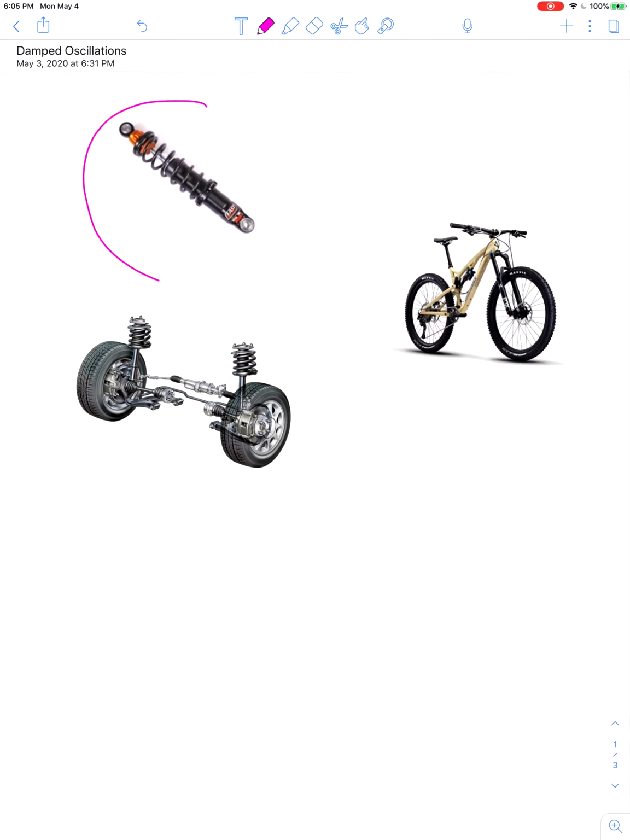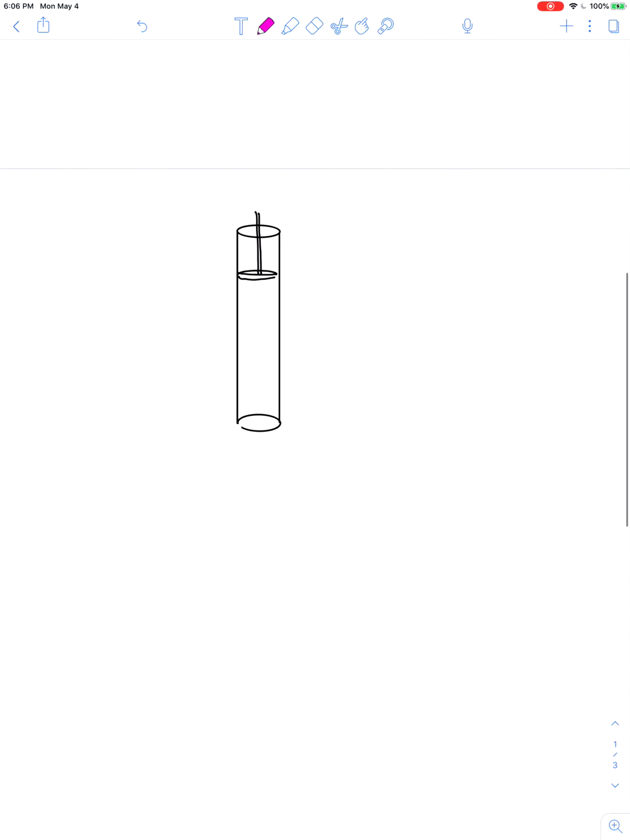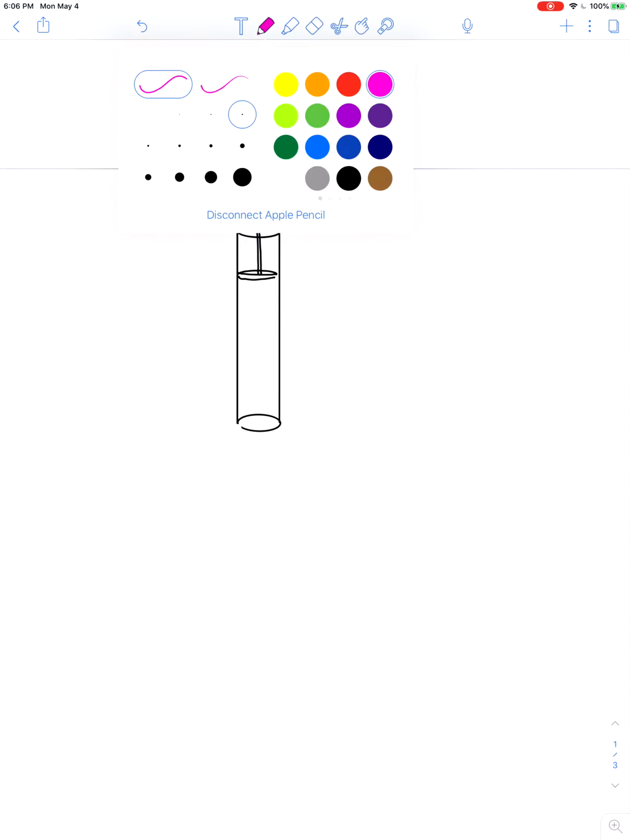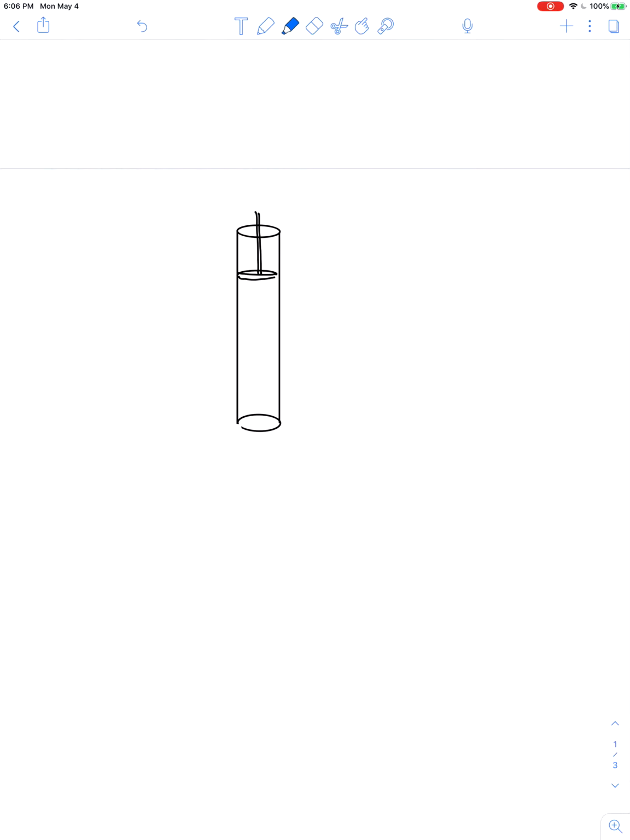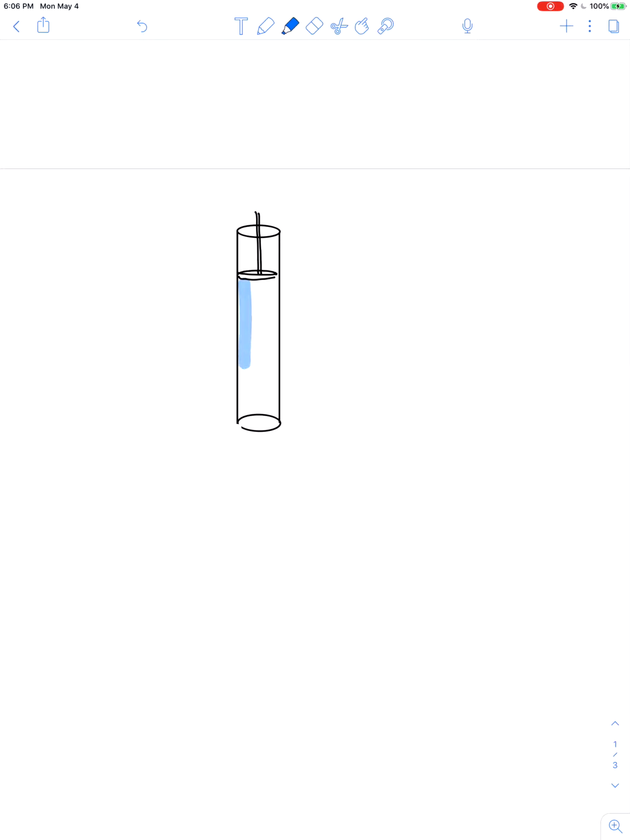Here's a picture of a shock absorber. We see shock absorbers in car suspension systems and on our mountain bikes. And we can diagram the behavior of a shock. A shock has a piston, and that piston is full of some fluid. The fluid could be liquid or gas. I think it's often gas.